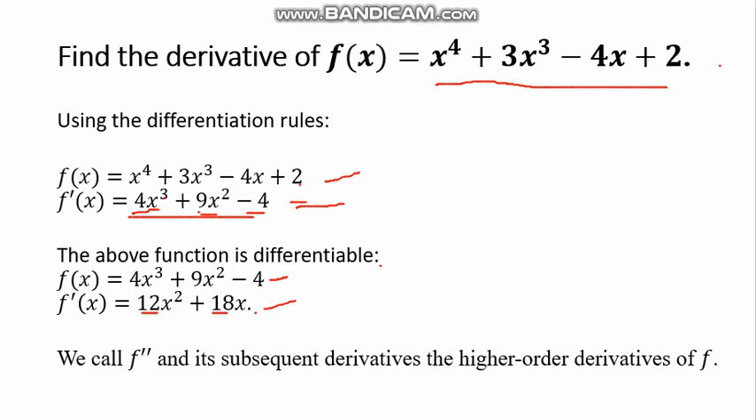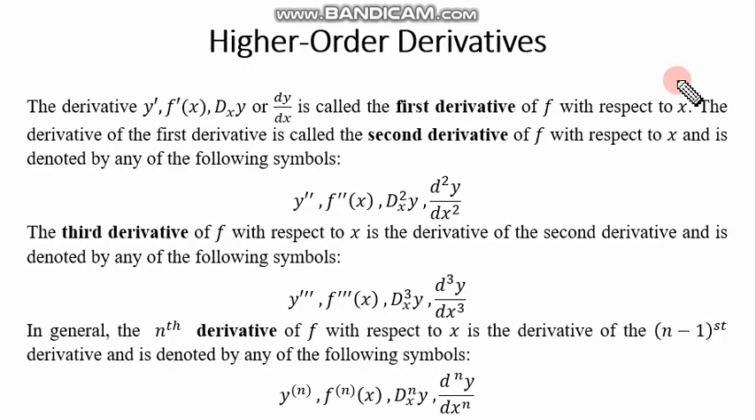Now we call it the f double prime, and its subsequent derivatives are the higher order derivatives of the function. So this is the higher order derivative. So the derivative y prime, or f prime of x, or dxy, or dy dx, is what we call the first derivative of the function with respect to x.